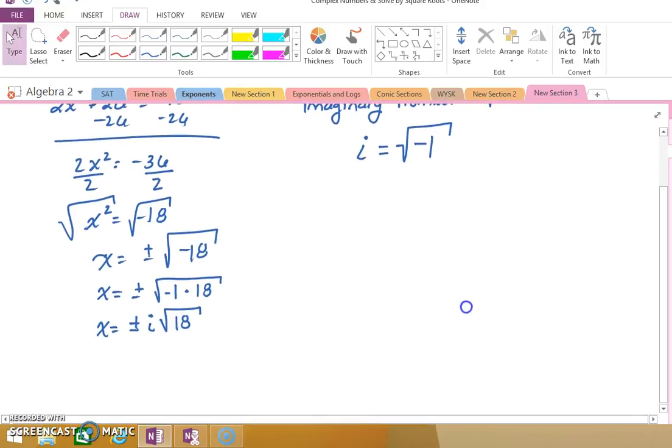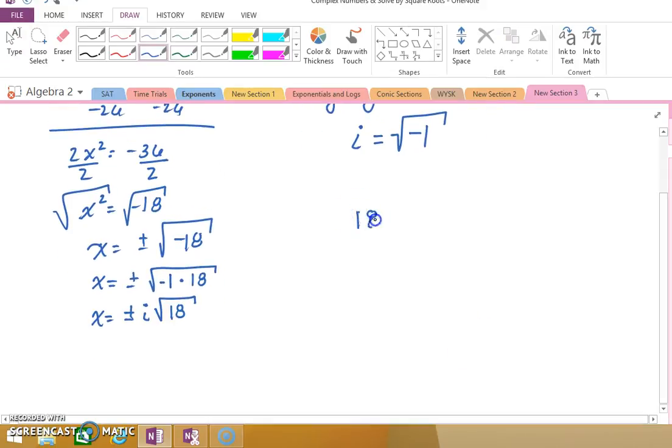Well, the square root of 18 I know how to deal with. Now I can take that 18 and break it down. We know 18 is 9 and 2, and 9 is 3 and 3. I have a pair of 3s, so I know a 3 is coming out. So now when I write my answer, it's actually plus or minus 3i square root of 2, because 2 is what was left inside. So by defining this imaginary number, we're now able to give a solution of plus or minus 3i square root of 2.